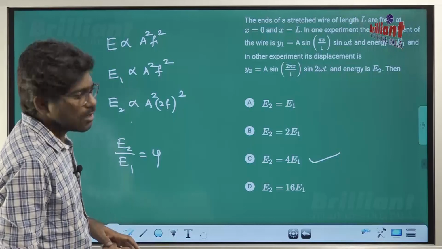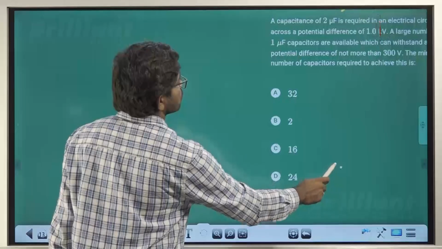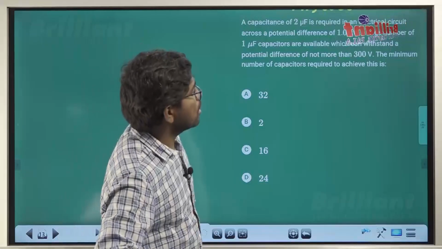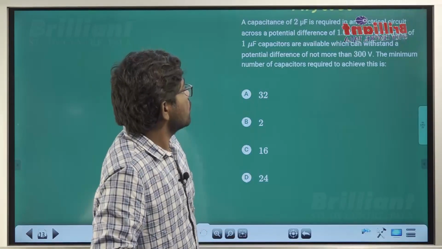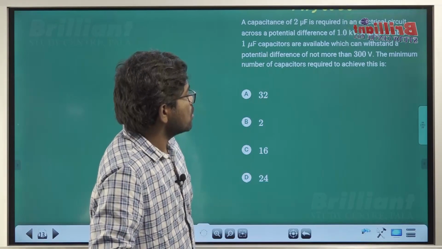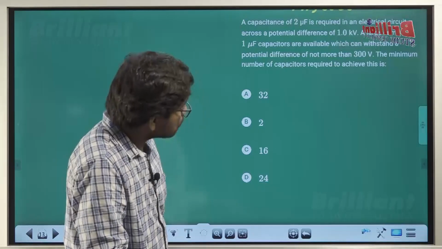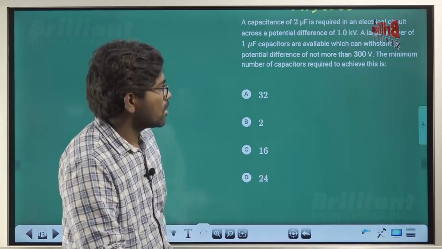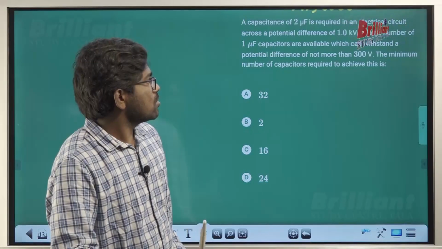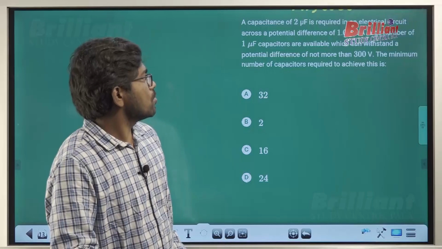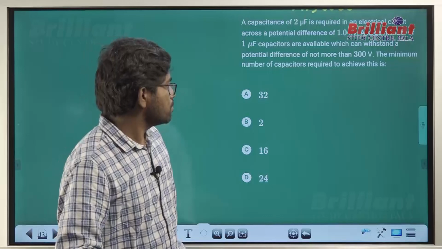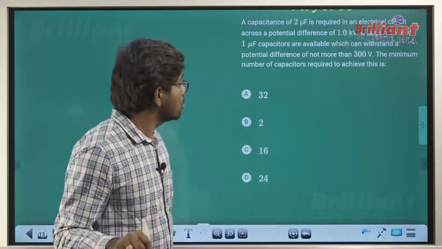Right? Understand? Capacitance question. Capacitance of 2 microfarad is required in an electrical circuit. A large number of 1 microfarad capacitors are available which can withstand a potential difference of not more than 300 volt. Then the minimum number of capacitors required to achieve this. 2 microfarad is what we require. The total capacitance should be 2 microfarad, right? We have to get 2 microfarad here.